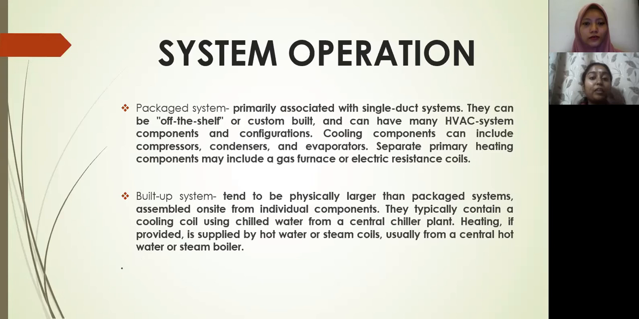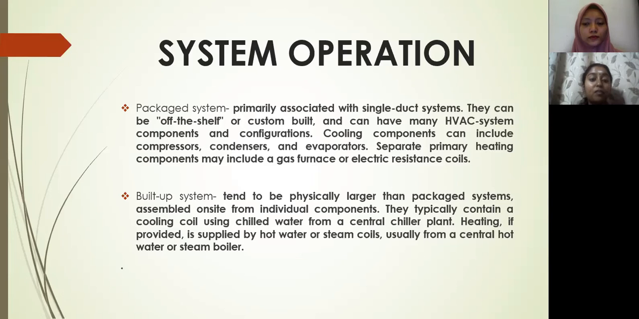System operation. There are two main systems in the HVAC air distribution, which are package systems and build-up systems. Package systems are primarily associated with single duct systems. They can be off-the-shelf or custom built and can have many HVAC system components and configurations. Cooling components can include compressors, condensers, and evaporators.